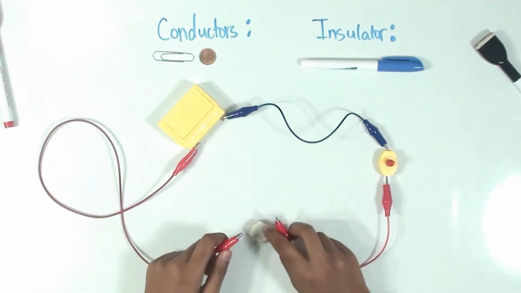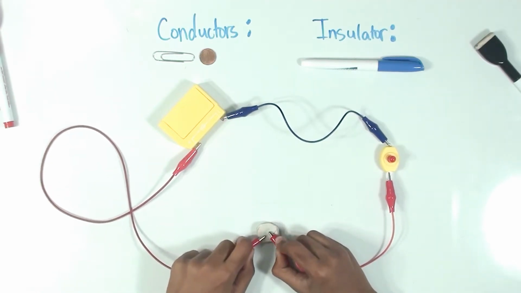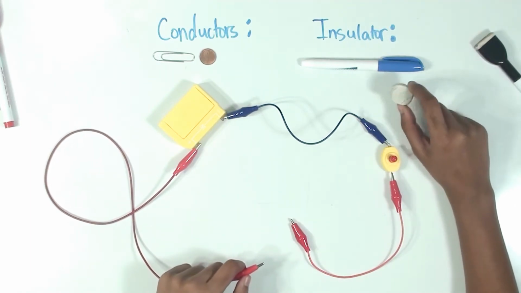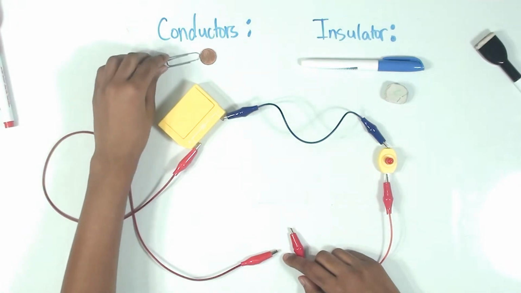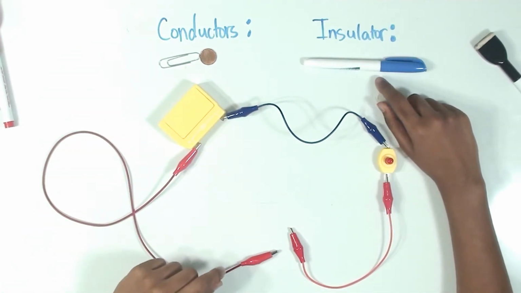Now we're trying this eraser, which is made of rubber. Let's see. Okay, it doesn't light up, so now we know that rubber is an insulator. So metals are conductors, and things such as plastic and rubber are insulators.